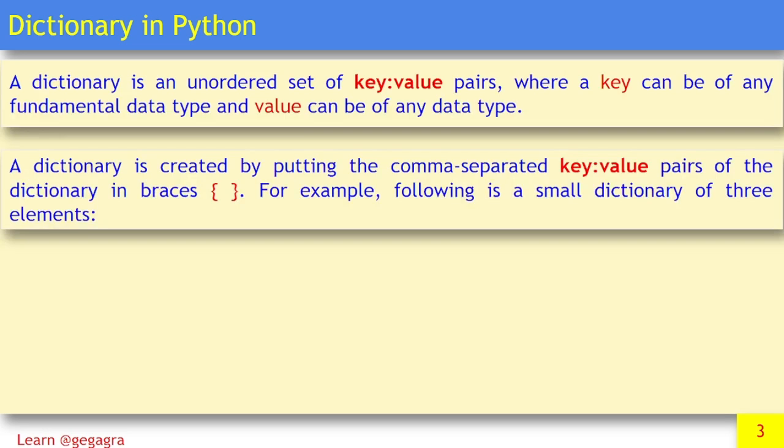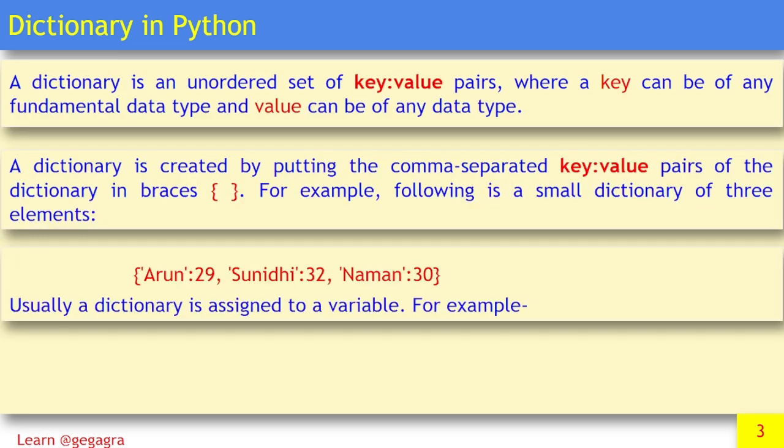A dictionary is created by putting the comma separated key and value pairs. Means there is a pair of two things, that is key and value. So this pair is only one element. So we can put multiple pairs in the dictionary to create the dictionary, and the dictionary is created inside the braces or curly brackets in general. For example, following is a small dictionary of three elements. So what are those three elements?